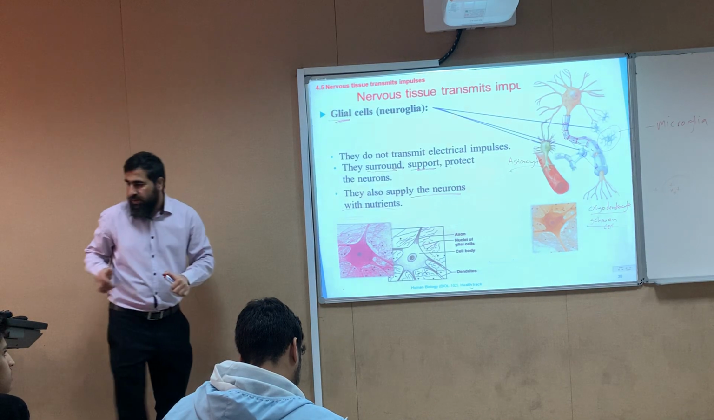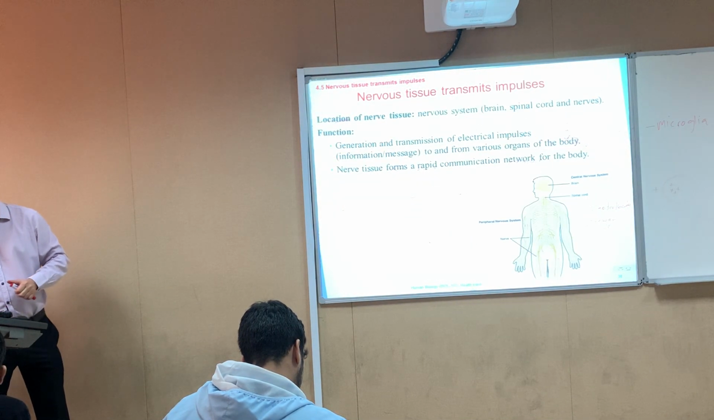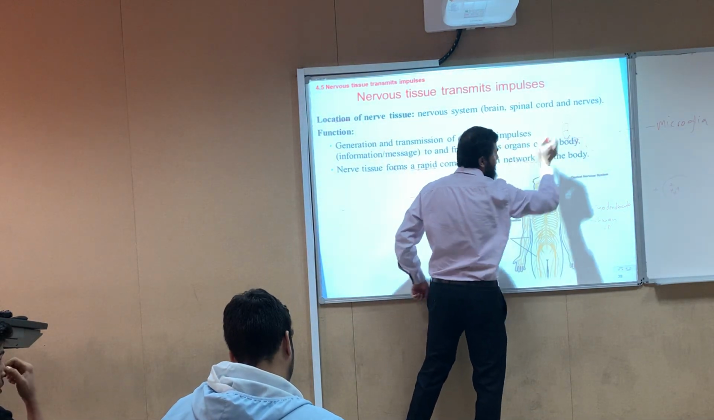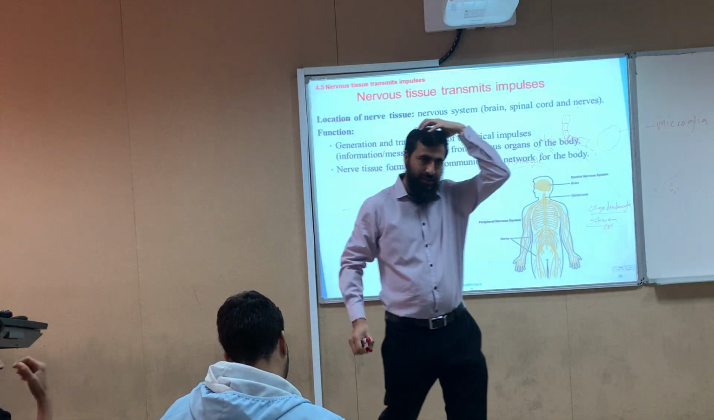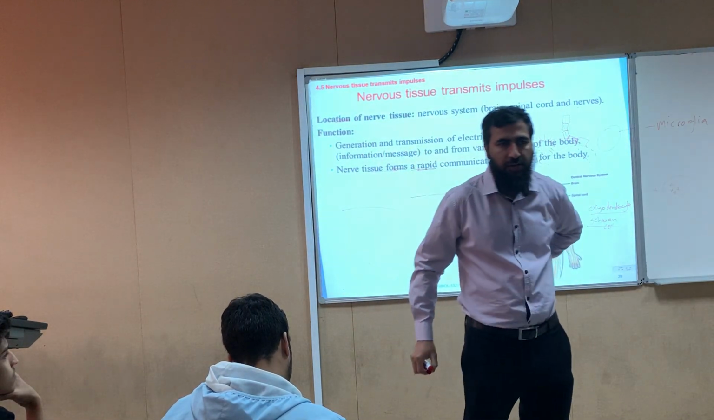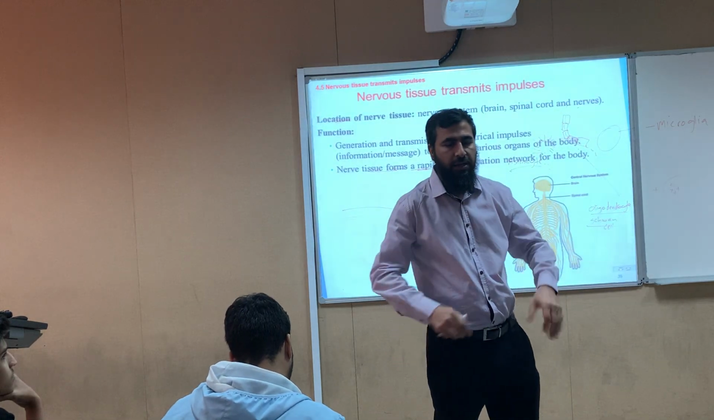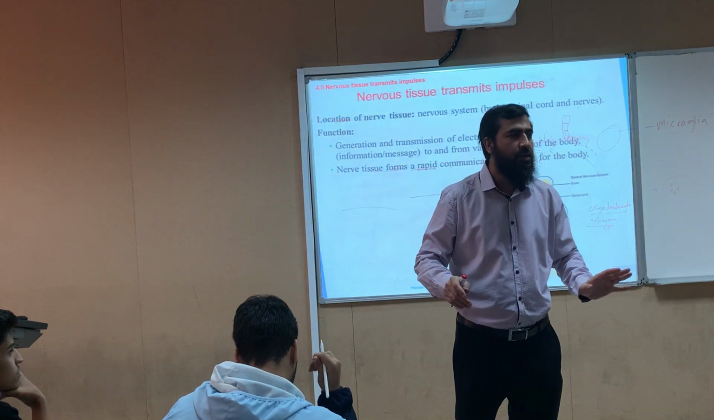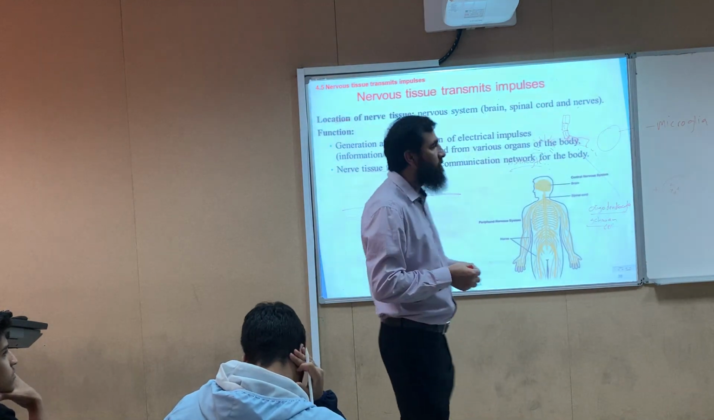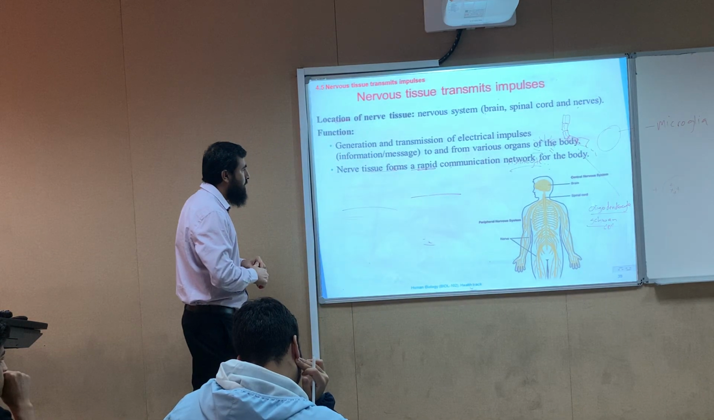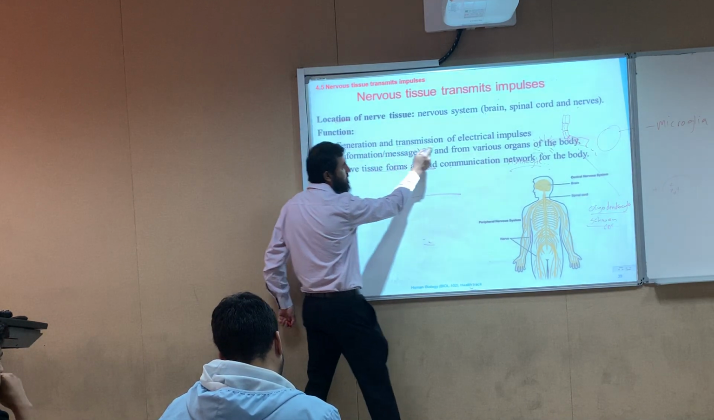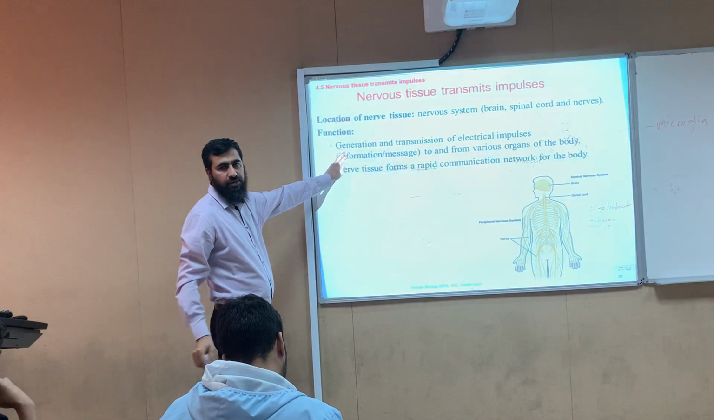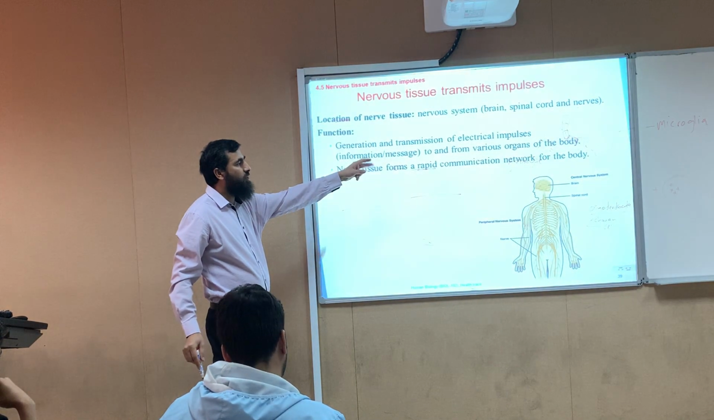The location of this is obviously the nervous system, which is the brain, the spinal cord, and the nerves, okay? So we've got the brain, we've got the spinal cord going down inside the vertebral column, and all the nerves coming out of that to different parts of the body. This is the nervous system, the nervous tissue, okay? So we've got the generation and transmission of electrical impulses, which is like information messages from various organs.